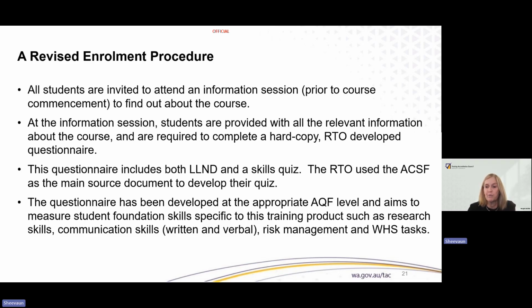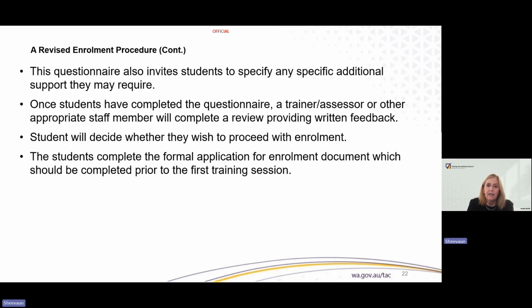Okay, so already what we're starting to do is build a questionnaire that isn't just very generic, it's actually a bit more specific to what the students are actually going to learn. So the questionnaire also invites the students to specify any specific additional support that they might need. So that could be educational support, or it could be any kind of support, really.